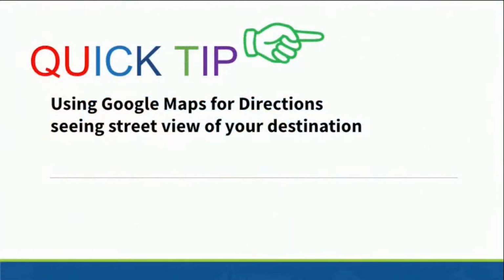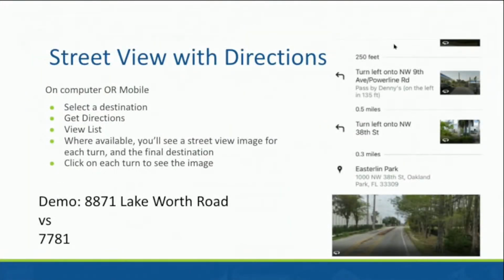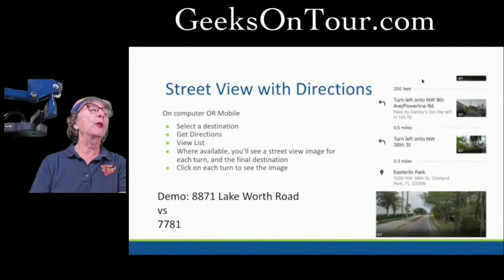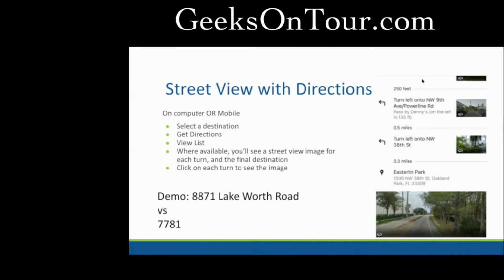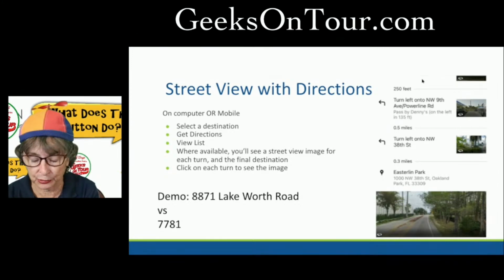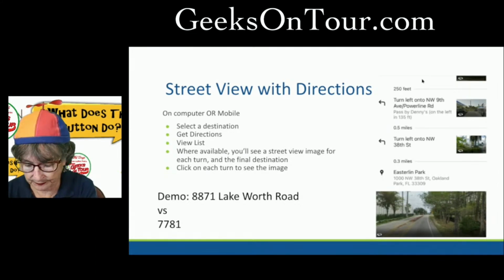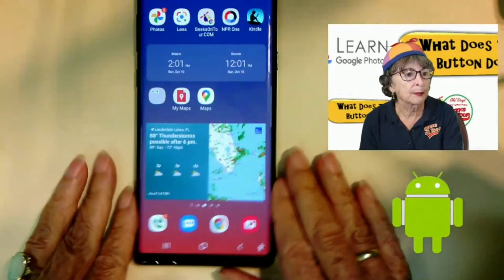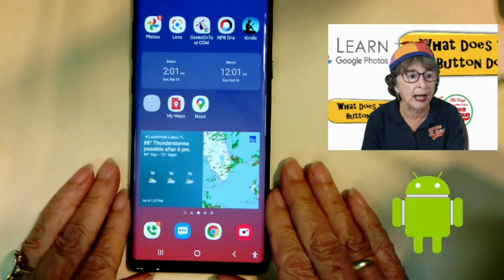I'm going to show it to you on the phone. This would also work on the computer. Let's say you get directions. You select a destination, you get directions, and then you want to see a photographic representation of your destination, to make sure you're going to the right place. You would normally be doing that on a phone, so I am going to show you on my Android phone, but this works just the same on an iPhone as well.